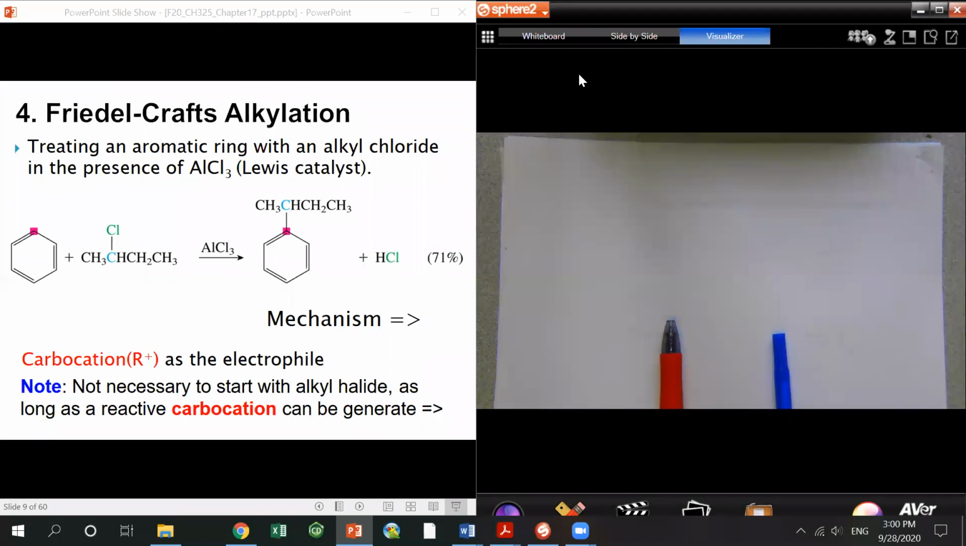But if the question asks you to show the stereochemistry, then you need to show the wedge bond and dash bond, and it may ask you to show more than one product and ask you about their relationship. So be careful.